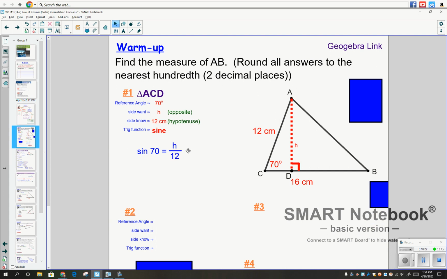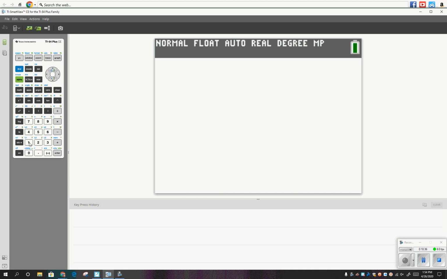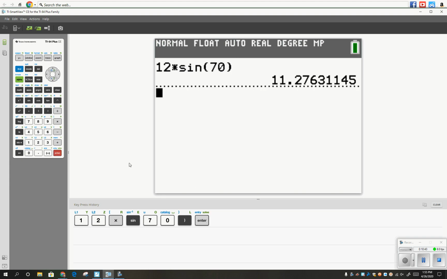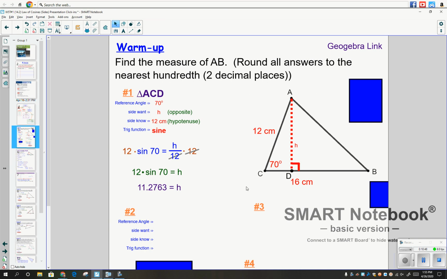Solve for h. Multiply both sides by 12 to clear fractions. Cancel out. I got 12 times sine of 70 equals h. Type that into my calculator. 12 times sine 70, 11.2763 is my answer. I now know what h is.